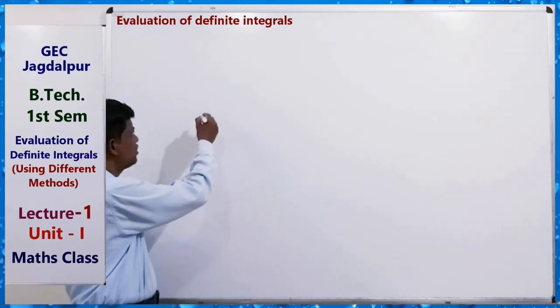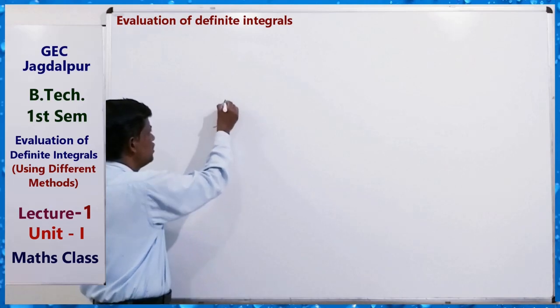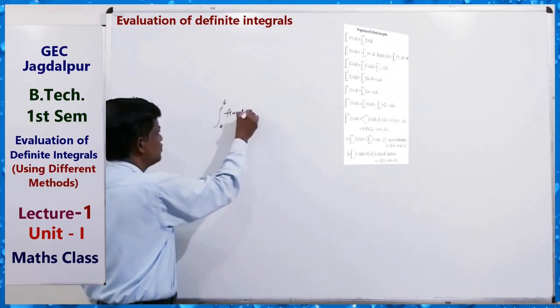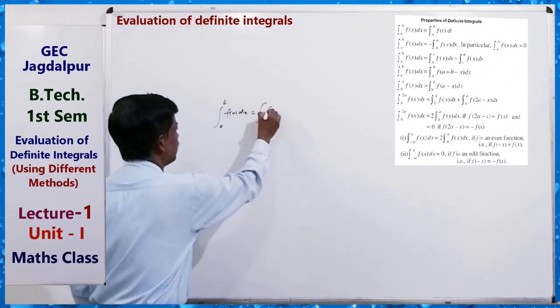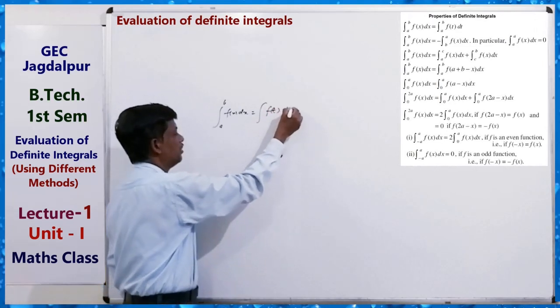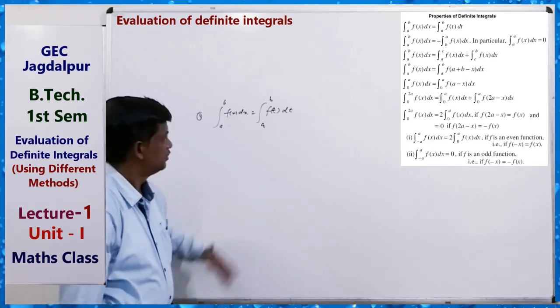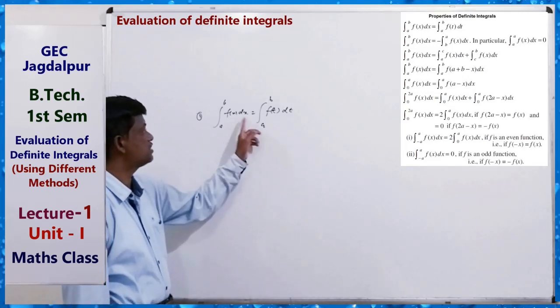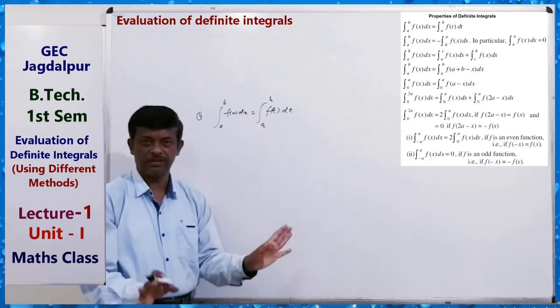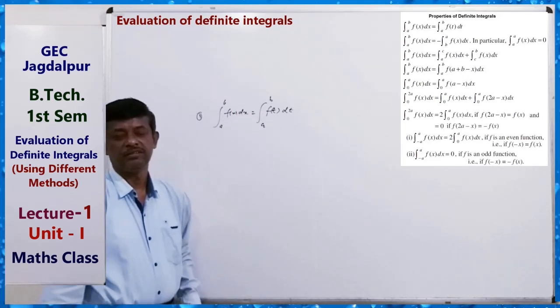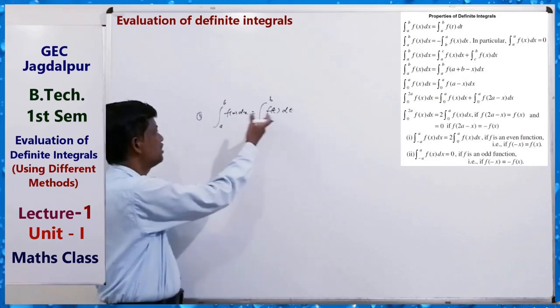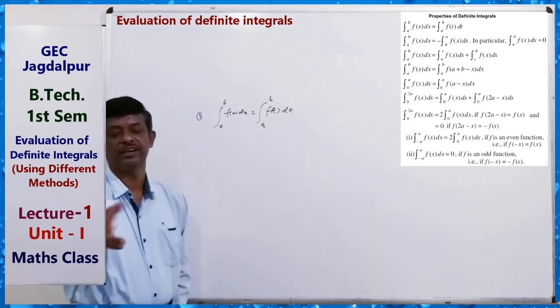First property: integral from a to b of f(x) dx equals integral from a to b of f(t) dt. The limits are the same, and the variable can be written differently. In place of x, you can write t, u, etc.